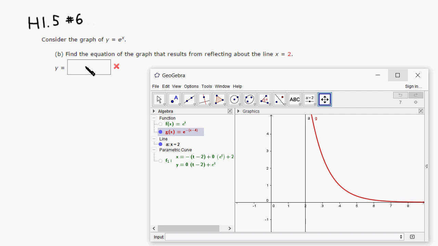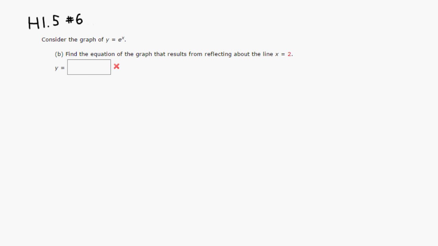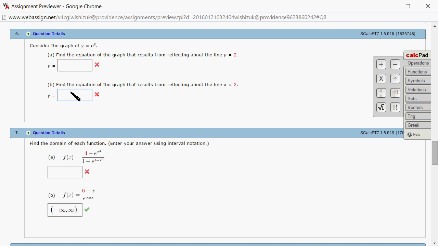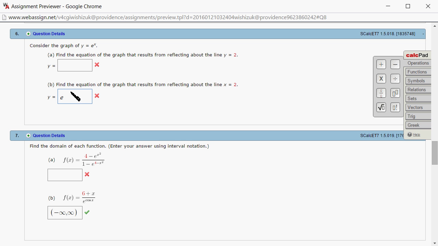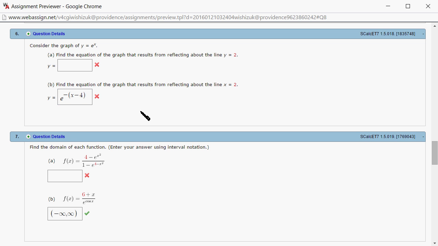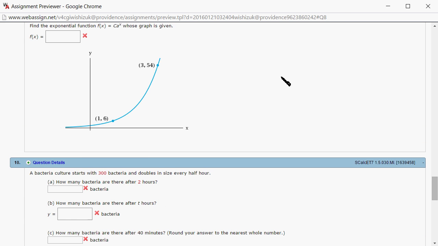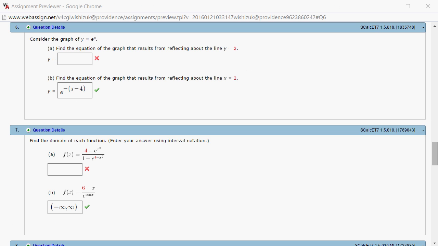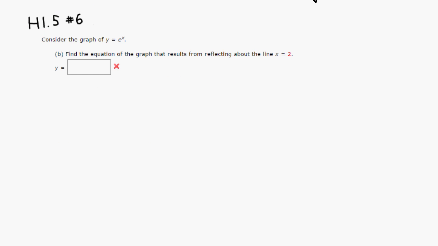Let's type the formula in just to make sure we got it correctly. For part B, what we get is e to the negative (x minus 4). Let's submit for testing. I came back and it looks like we got this one correctly. That's it. I hope that this was clear.